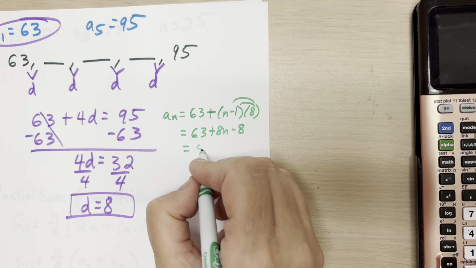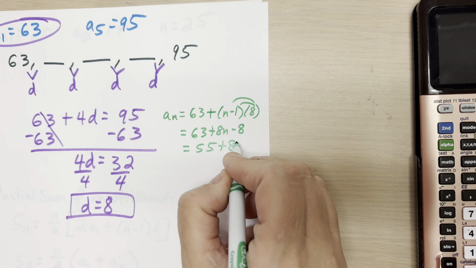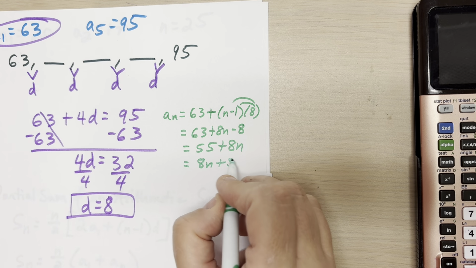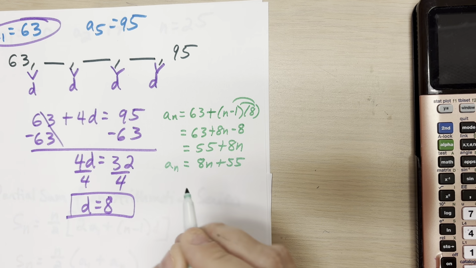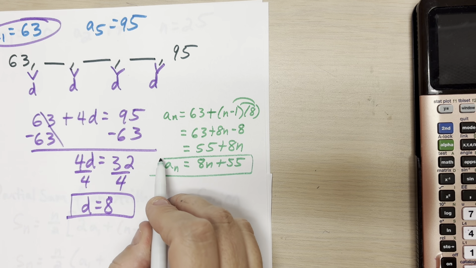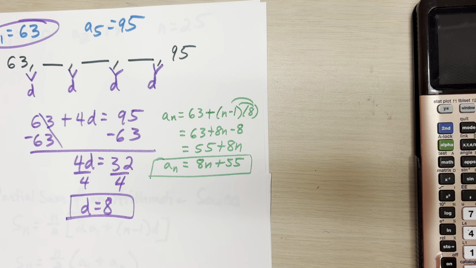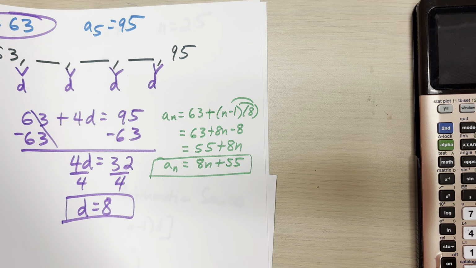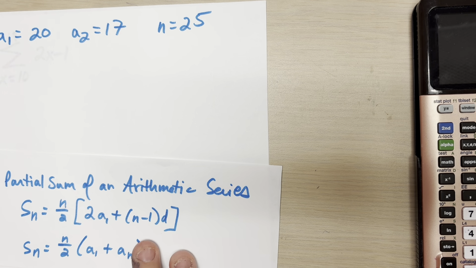63 minus 8, 55 plus 8n. I guess I can put it in standard form and put the term with the variable first. Usually by the time you get to sequences, it's not that big of a deal. If it's not in standard form, it just depends on your instructor. All right, so those were the sequence problems.